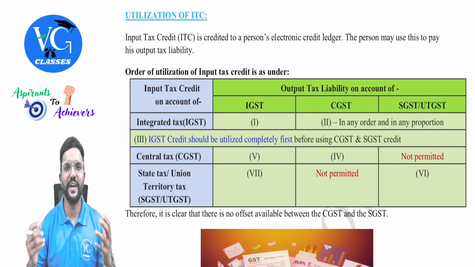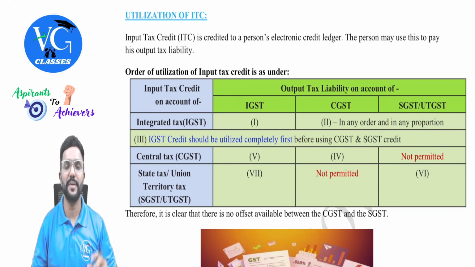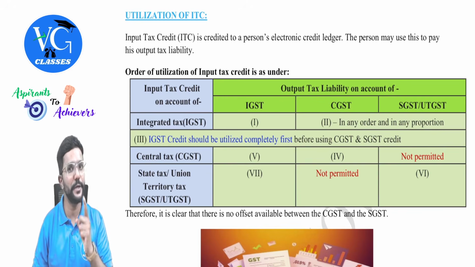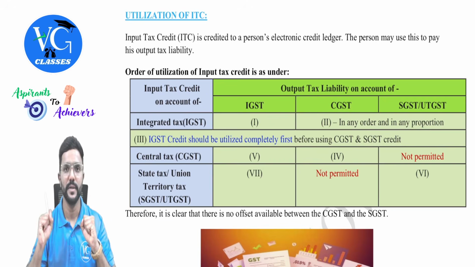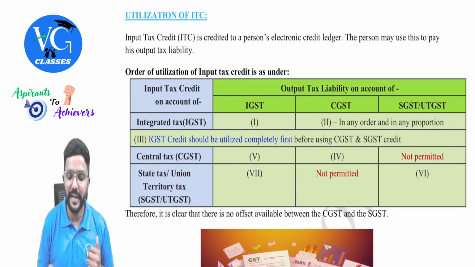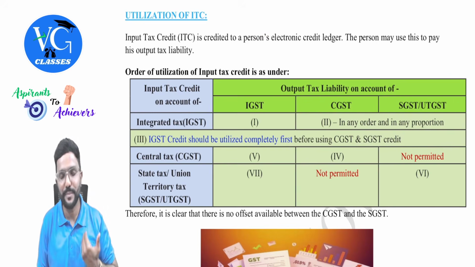Till now we have understood when credit is available or when credit is not available as per section 16, 17 or 18. And 18 talks about only some special cases, guys, so please be careful with it, whereas all the normal cases are covered in sections 16 and 17. Sir, I am eligible to claim credit, so credit is lying in my electronic credit ledger. Tell me how to utilize it. So if a person is eligible to claim credit, how can he utilize it?